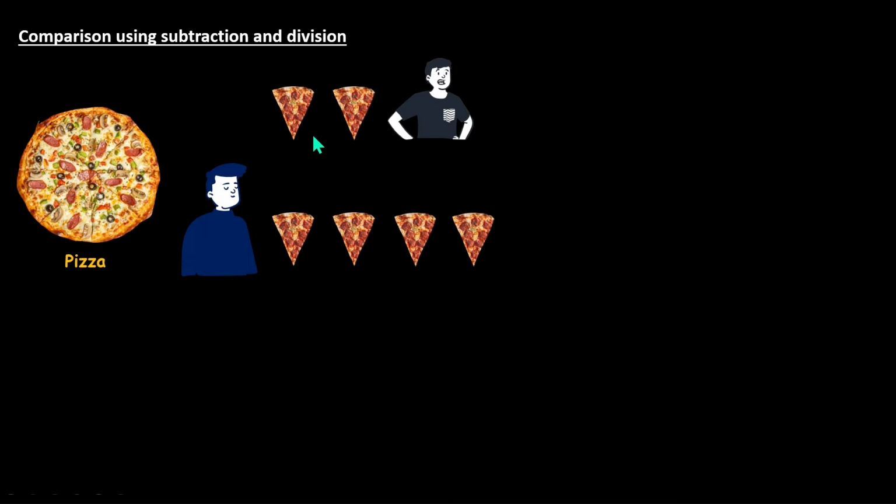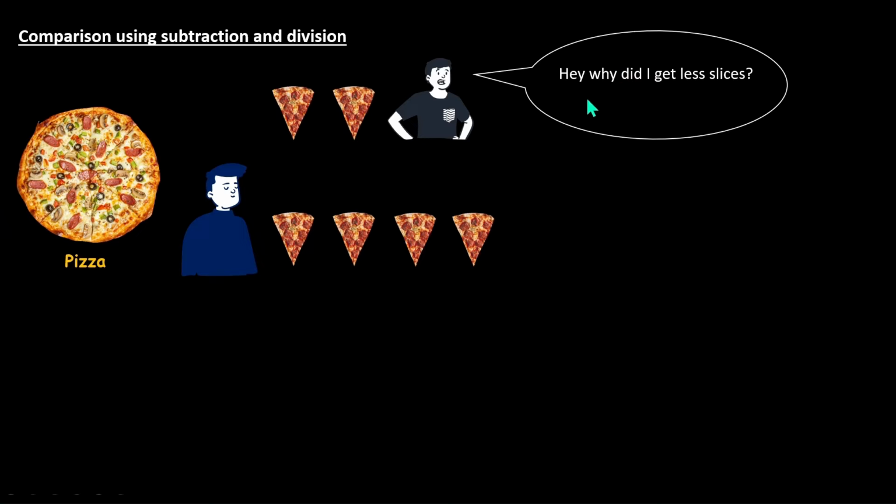Now 2 pieces is definitely going to be enough for me. But me being the younger brother, I have to ask my mom, Mom, why did I get less slices? And I did a little mental math here. I saw that Dada, who got 4 slices, got more slices. But to quantify it, I did: he has 4 slices, I have 2 slices. So Dada has got 4 minus 2, 2 slices more than me.